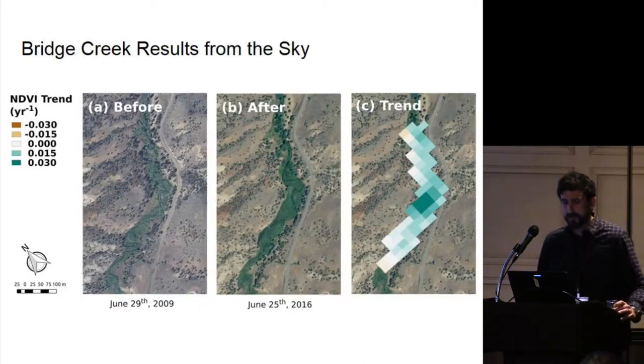So this is what it looks like from the air. This is June 2009, and then compared with, again, June in 2016. Again, the naked eye can detect some of these productivity increases, but if we look at the trend across those Landsat grid cells, you can see a lot of green there. Again, that's a positive trend in NDVI.